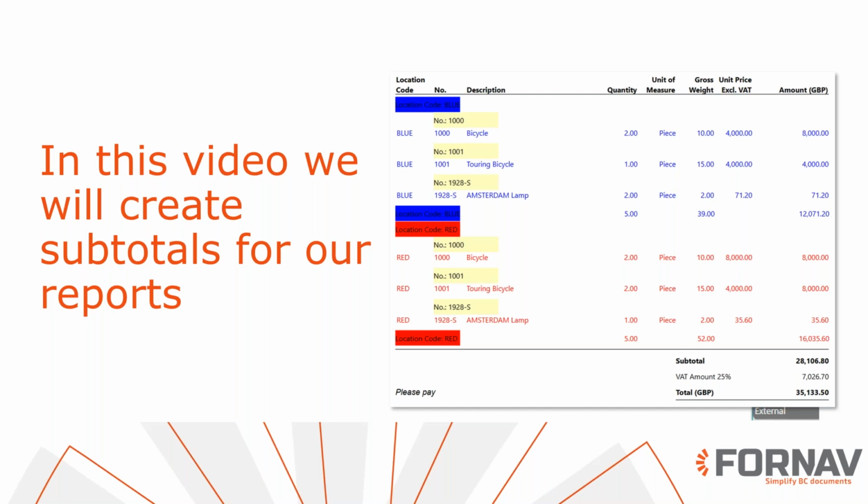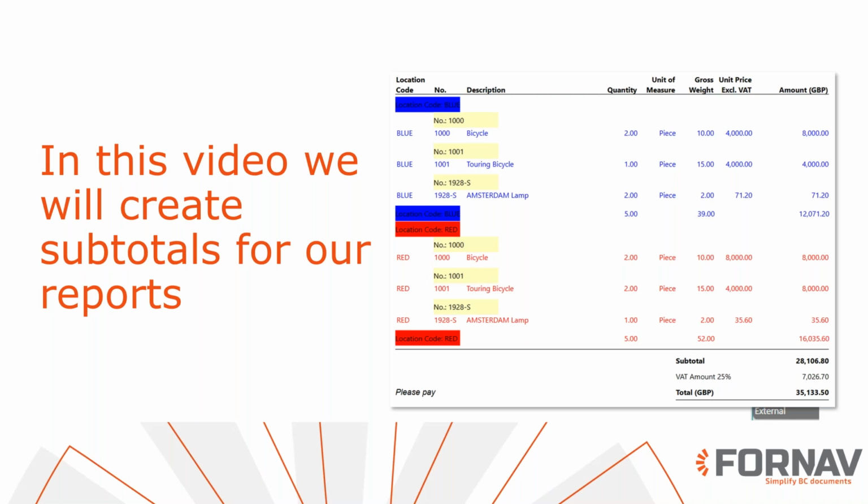Today, we're going to explain how to make subtotals in your Business Central reports. We will make subtotals with the group totals function, one of the oldest and most useful functions in FORNAV. They allow you to quickly create subtotals or even combine multiple lines into a single line. For grouping to work in a FORNAV layout, you need to follow 3 specific steps.